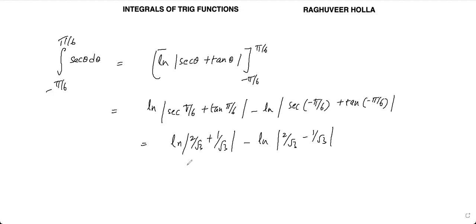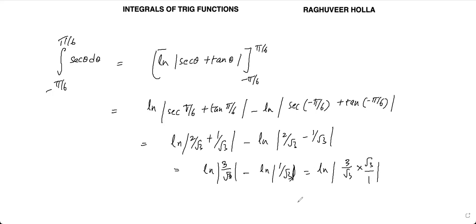Since the denominator is the same, we can write ln of 2 plus 1, which is 3 by root 3, minus ln of 2 minus 1, which is 1 by root 3. Now we can divide this, so this becomes ln of 3 by root 3 multiplied by root 3 by 1, which is equal to ln 3.